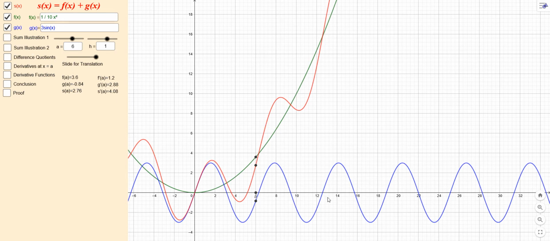Now, I have the values of the derivative here: there's f prime of a and g prime of a, and there's s prime of a. Those are the values of the derivative at this particular x value. That is the slope of the tangent lines at those 3 points on those curves, all with x equals a. So here's my question. Do you see a relationship among those 3 numbers? Look at those numbers and see if you can figure out a relationship among them.